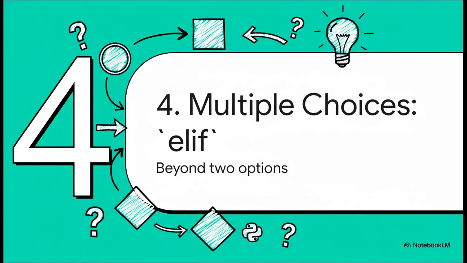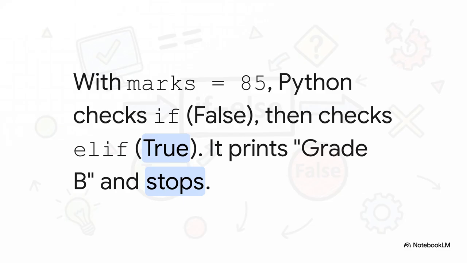But hey, life isn't always a simple yes or no, right? Sometimes you have lots of different possibilities. And that's what section 4 is all about, handling multiple choices with something called elif. So imagine we're grading a test and the score is 85. We can use elif, which is really just short for else if, to create a whole chain of checks. The code first checks if the score is an A. If not, elif it's a B. And if that's not true either, it just falls back to the final else for a C.